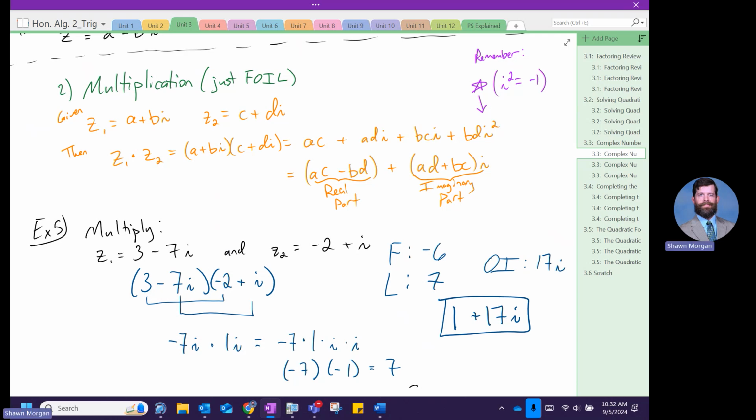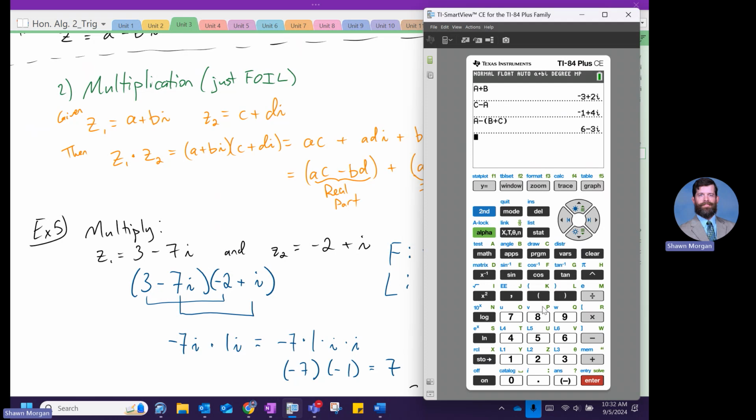And there you go. Guess how you could check your work? Calculator. All right, now instead of storing all this stuff, I'm just going to go 3 minus 7i, close parentheses, open parentheses, negative 2 plus i. We get 1 plus 17i. Isn't that nifty?